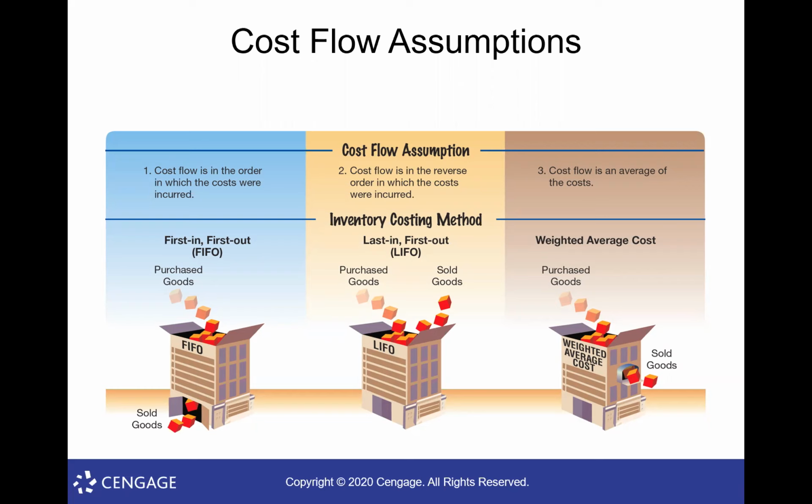But first in, first out means we assume the first items of inventory we purchased are also the first that we're selling, that the first that come in are the first to go out. Okay. This especially makes sense for businesses that sell perishable goods, right? If you sell milk, what you'd like to do is always sell the first gallons of milk you bought first, so that you're always keeping a rotation.